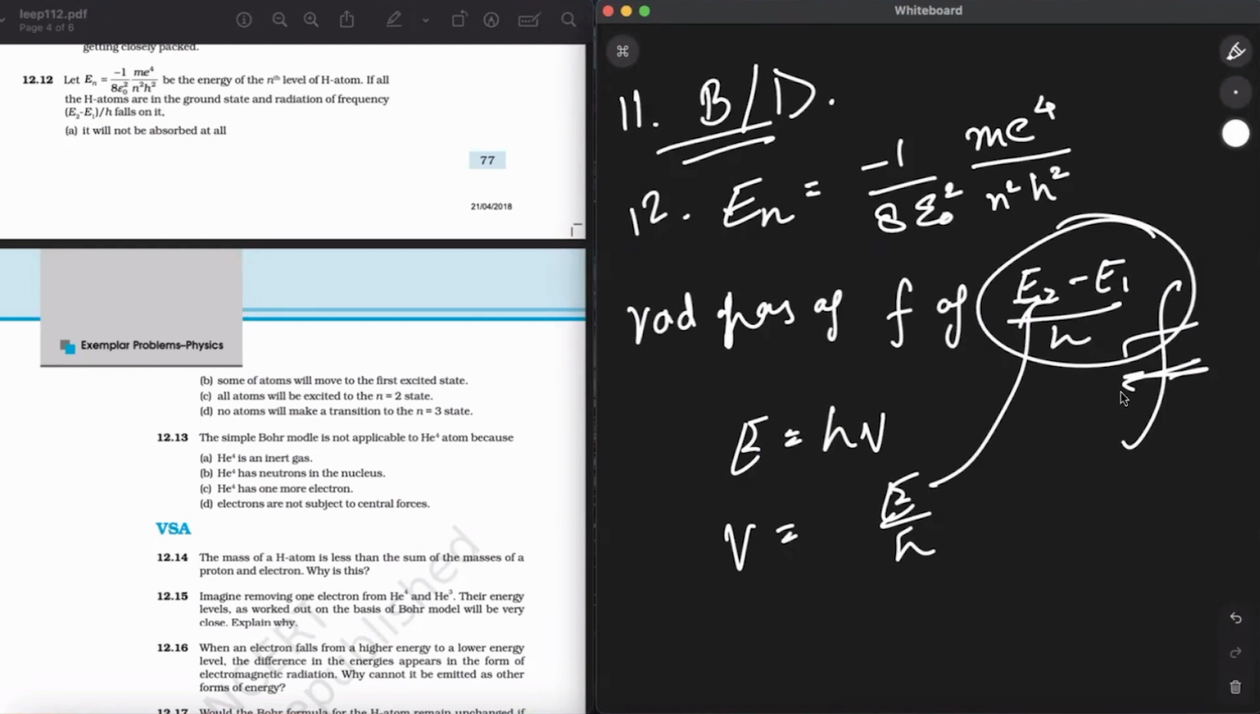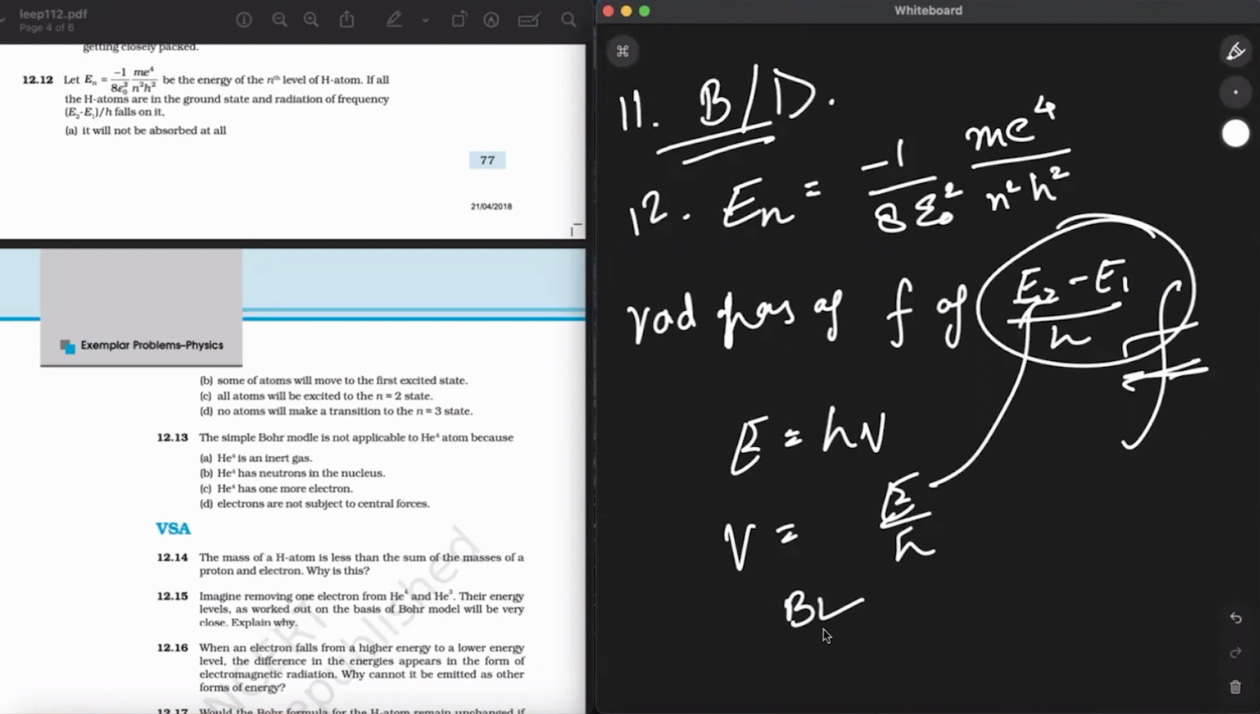Option B: some of the atoms will move to the first excited state. This is the correct option because the radiation, as I told you, has a frequency sufficiently large for the electrons to be pushed to the first excited state. So option B is correct as of now. Now option C: all atoms will be excited to the n equal to 2 state. We cannot say this because there will be some loss of energy.